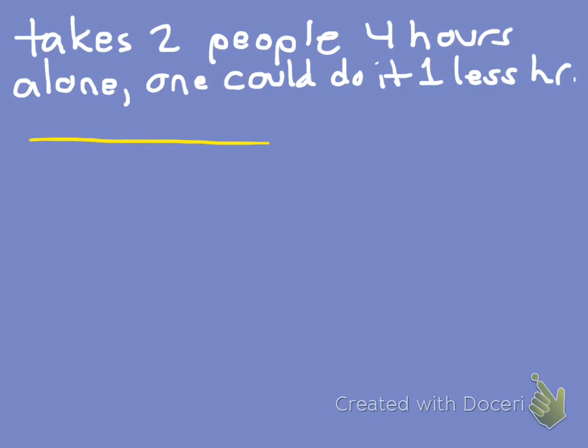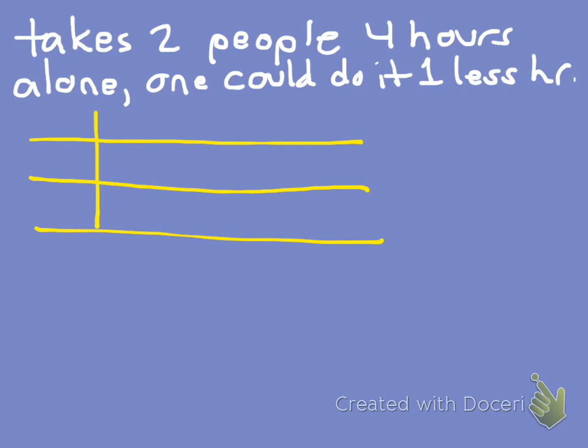So just like before when we had these problems, we're going to start by making a little table here. We have worker 1, person 1, and person 2. And we're going to make our 3 columns here. They each will have a rate. They'll have the amount of time that they've been working. And if we multiply those, then we will get the amount of job that they do.